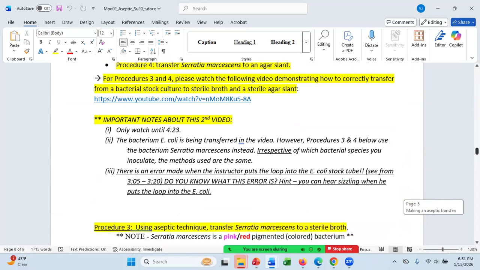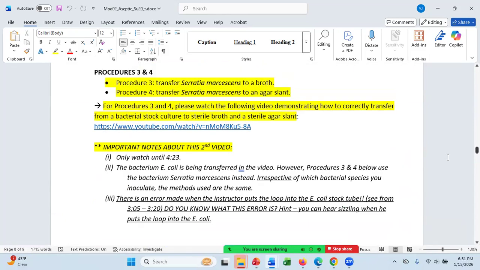In procedure 3, you're going to be transferring Serratia marcescens to a broth. Remember, a broth is a liquid culture. We have a video for you to watch for procedure 3 and 4 on how to correctly transfer from a bacterial stock culture to sterile broth and to a sterile agar slant, which will be what you're doing in procedure 4. So watch the video. You only need to watch the video for 4 minutes and 23 seconds into the video.